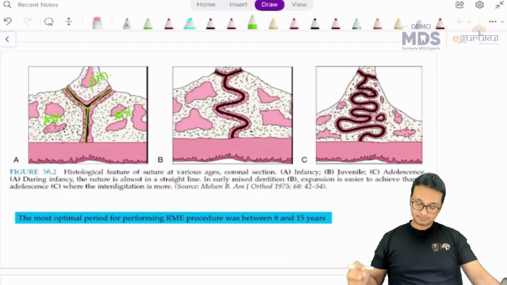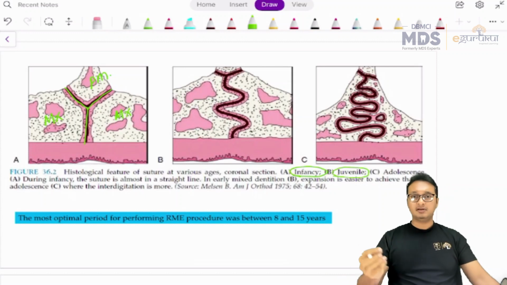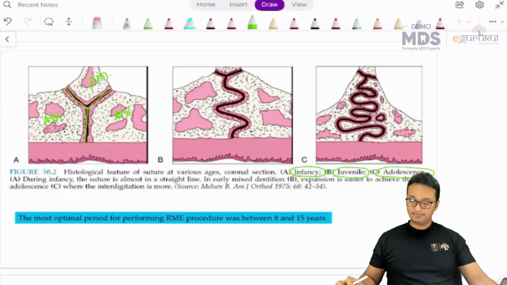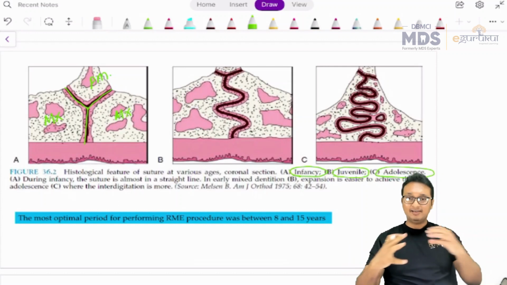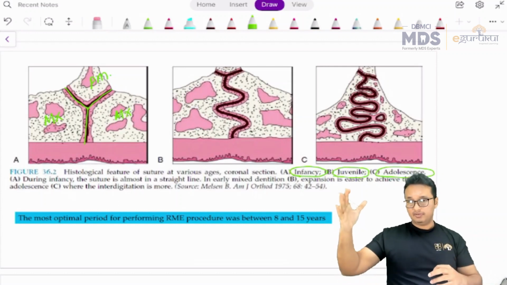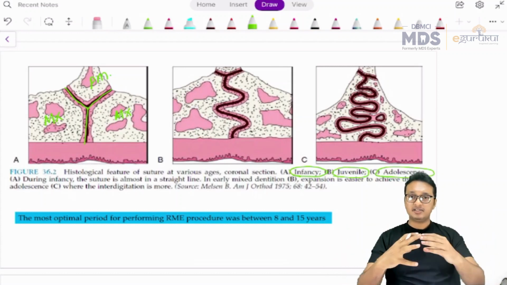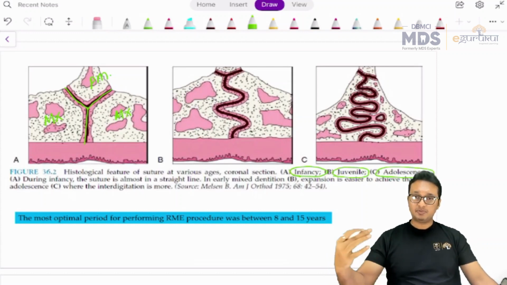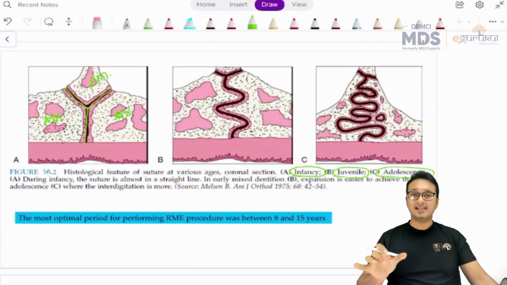Now, figure A is for infancy, figure B is for juvenile ages, that is during the teenage time, and C is the adolescent or young age. So as you can see, the tortuosity or the interdigitation of the bones of the right side of the maxilla and the left side of the maxilla becomes more complex as age progresses. So as age progresses, it is even more difficult to separate the maxilla in a skeletal manner.